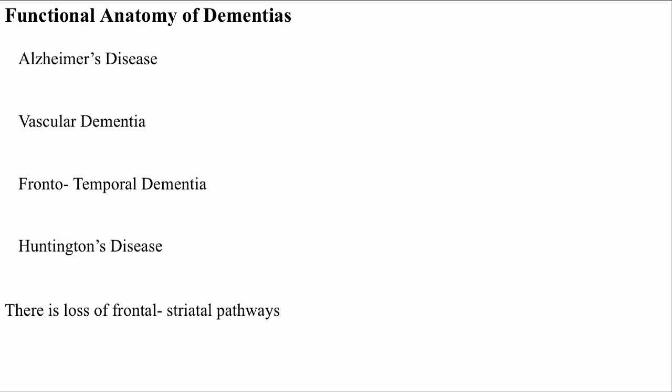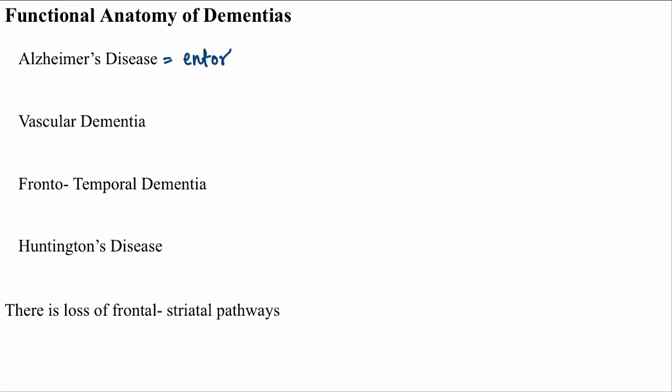We need not go into the details of the structures and what is happening there, but at least we must know the basic areas, basic connections, the basic two, three, four areas which are connected in order to make a circuit which is responsible for maintaining the cognition. So we will be coming on to that, but first of all we must understand what happens in different kinds of dementia. In Alzheimer's disease, what is involved?